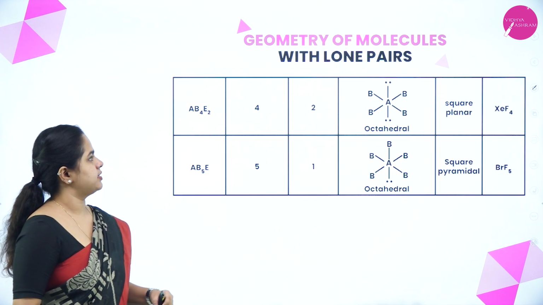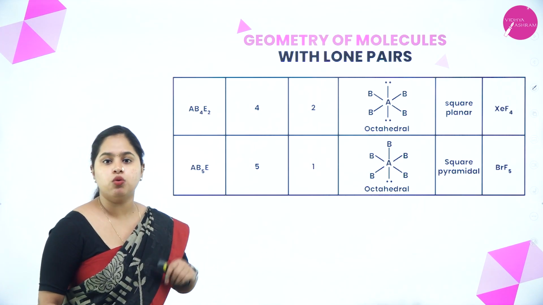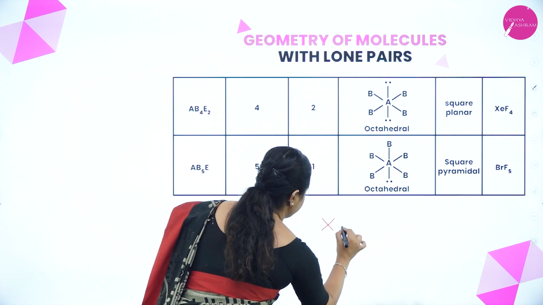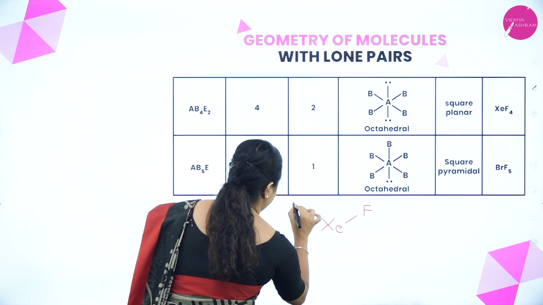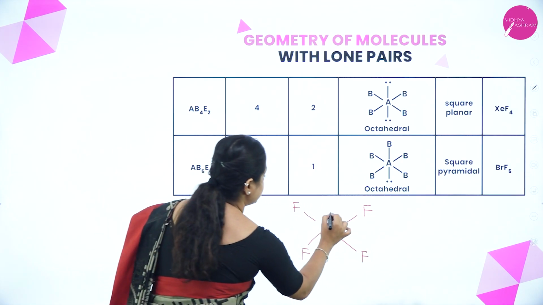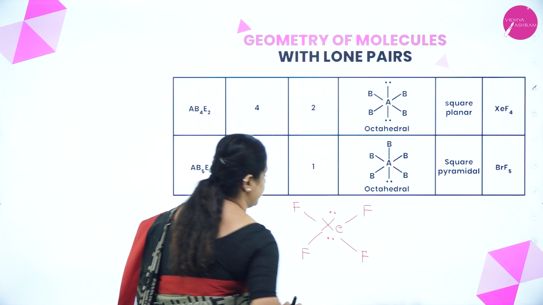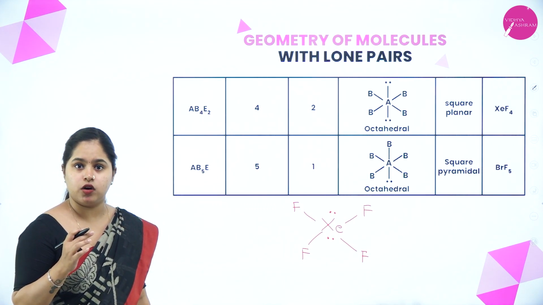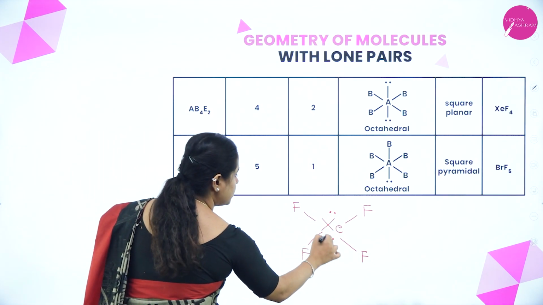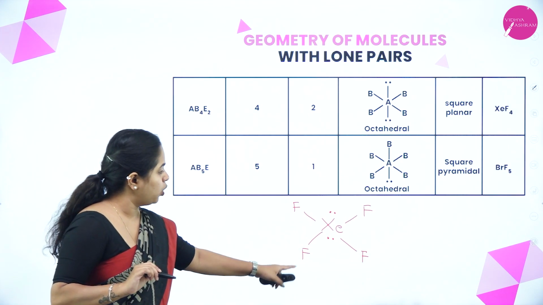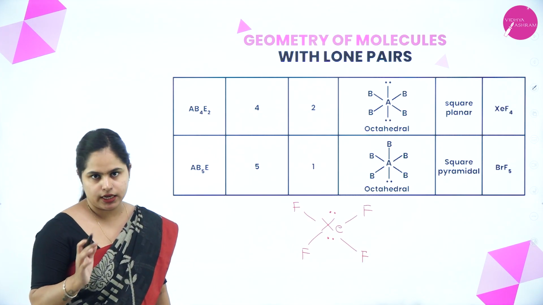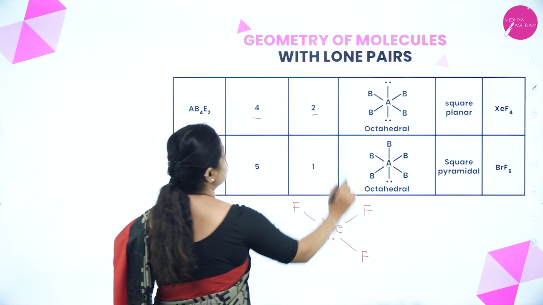Now, moving on to the last section, that is 4 bond pairs and 2 lone pairs. Let's take the example of XeF4. And yes, we know that there are 2 lone pairs here as well. How many valence electrons are there in xenon? It's 8, right? So 1, 2, 3, 4 are taking part in bond formation and the other 2 are present as lone pairs. So a total of 4 bond pairs and 2 lone pairs are present in the XeF4 molecule.